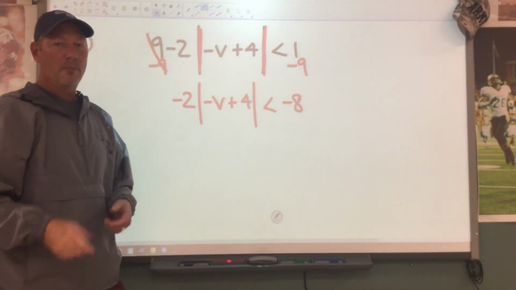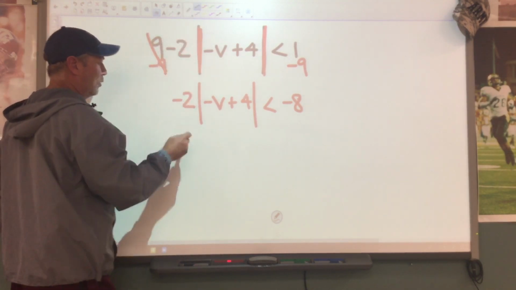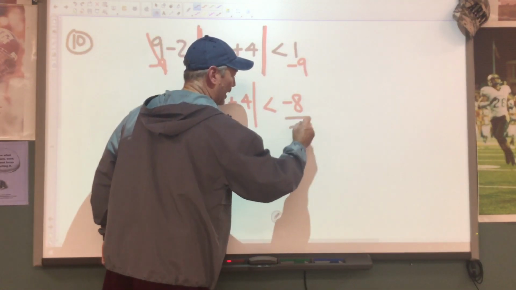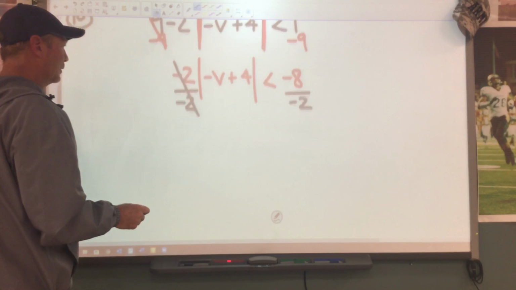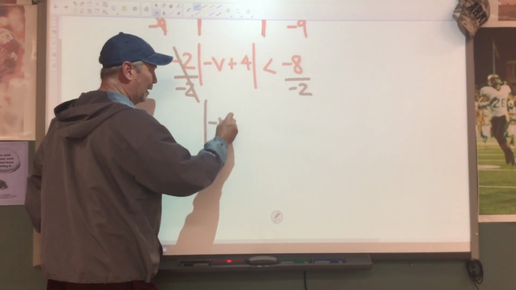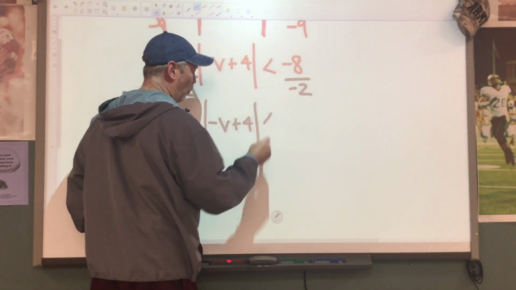Hey, we're still going. My absolute value is not by itself yet. So we're going to divide by negative 2. This will cancel. That leaves me with the absolute value of negative b plus 4 is less than, oh, wait a second.